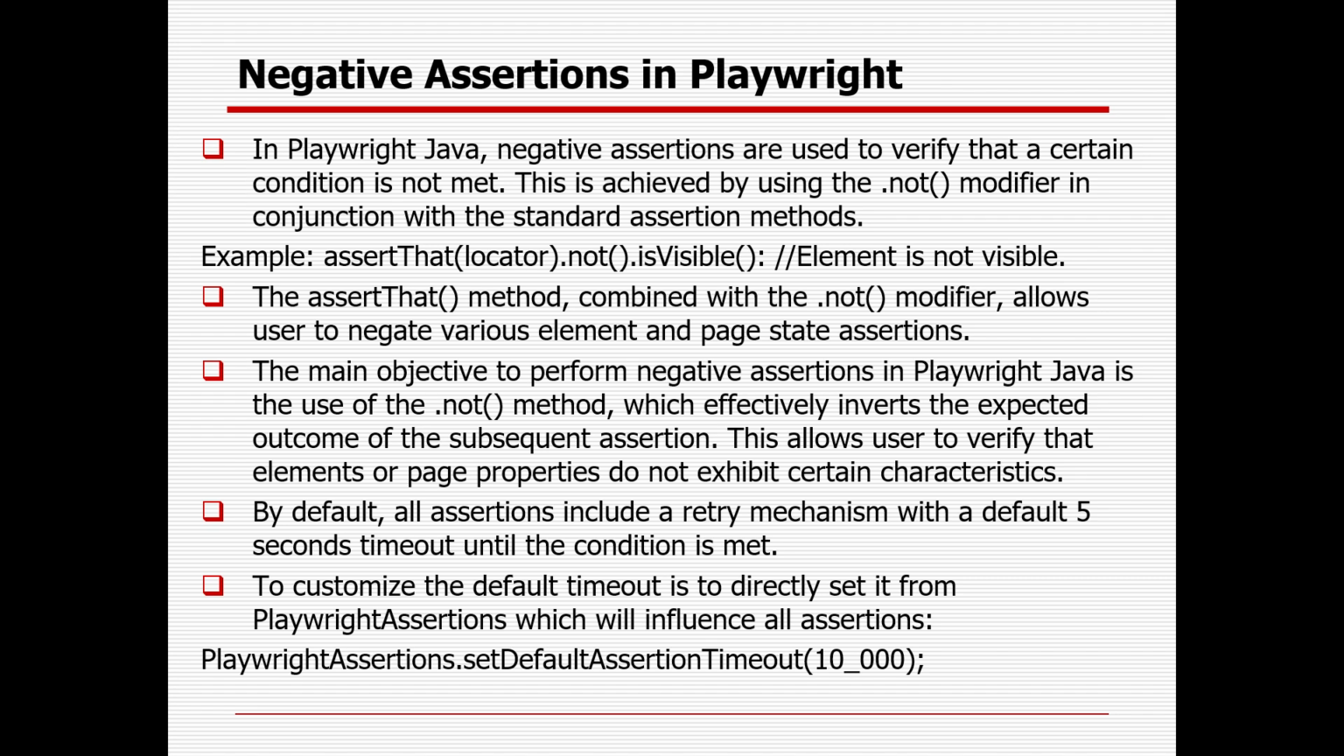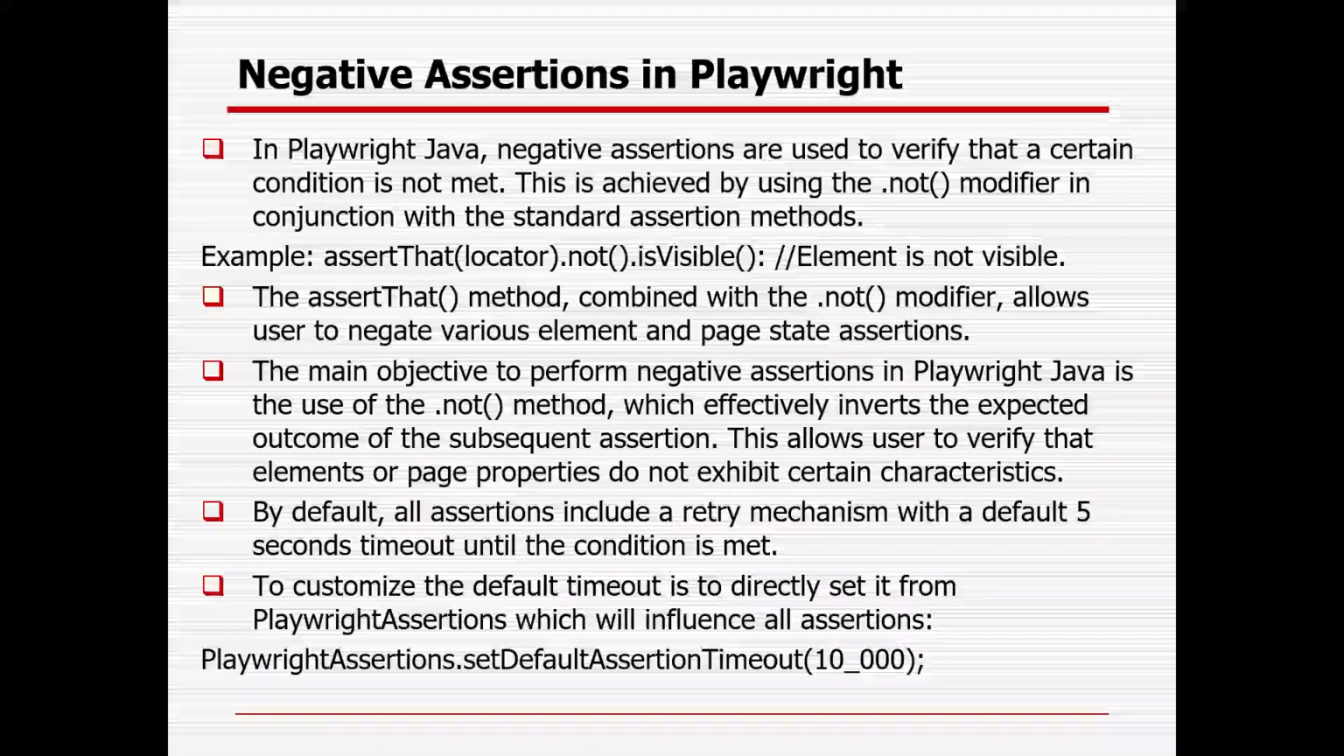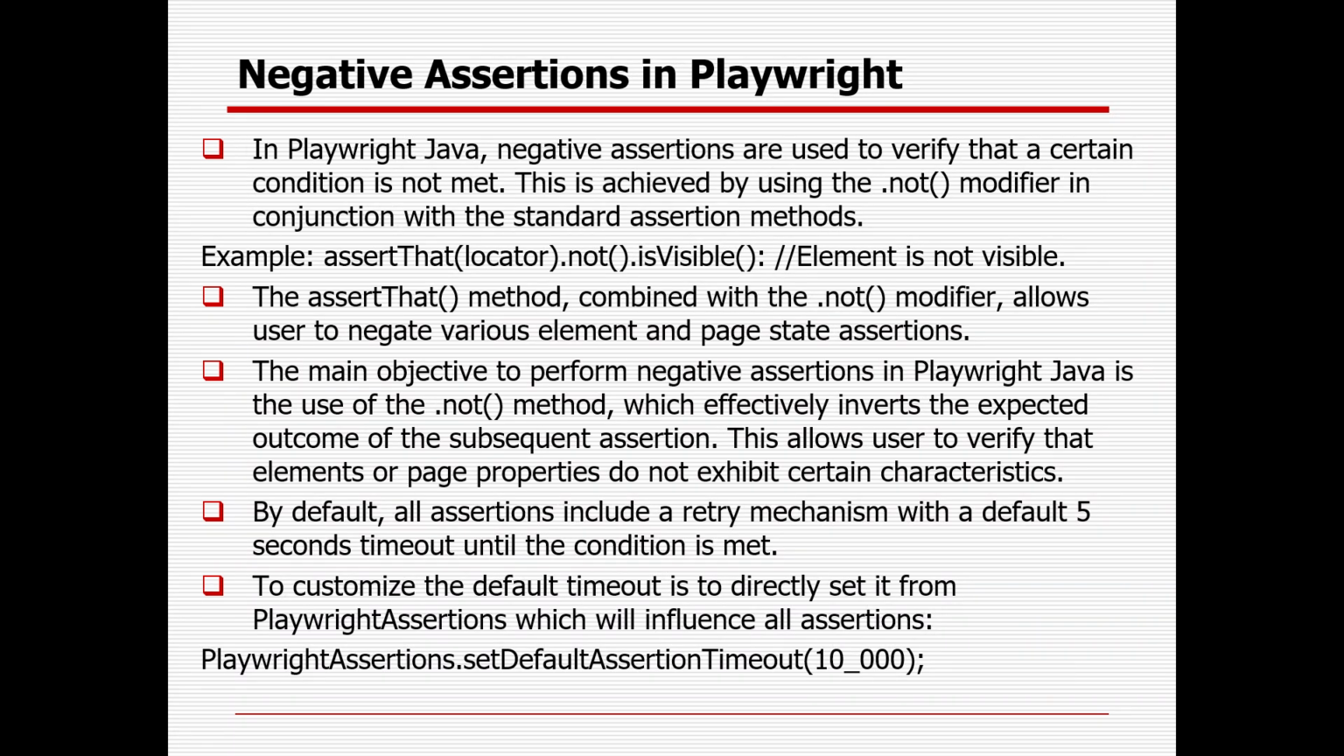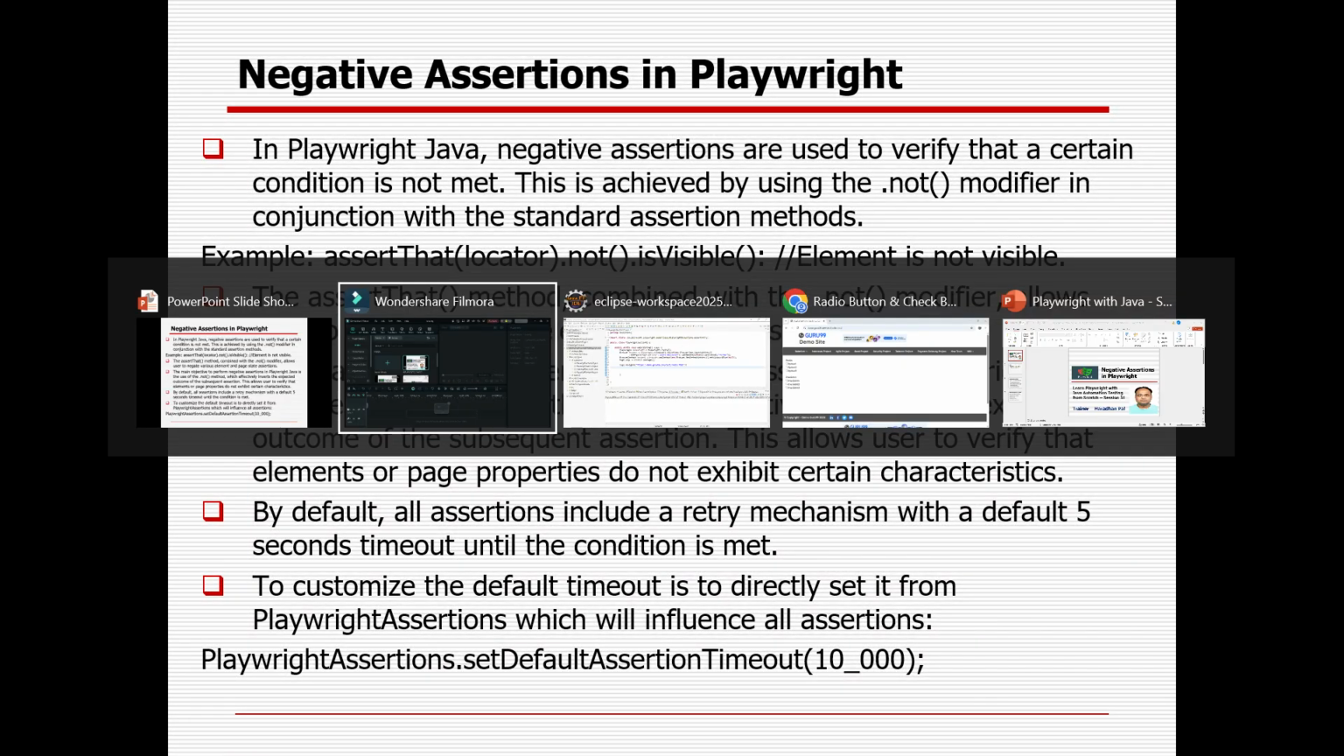Whenever you are doing negative page level or locator assertions, by default all assertions include the default timeout, which will be 5 seconds or 5000 milliseconds. But in case the user wants to set a custom default assertion timeout, the user can use the setDefaultAssertionTimeout method, where you can give the timeout you want, and this will be available in the PlaywrightAssertions class.